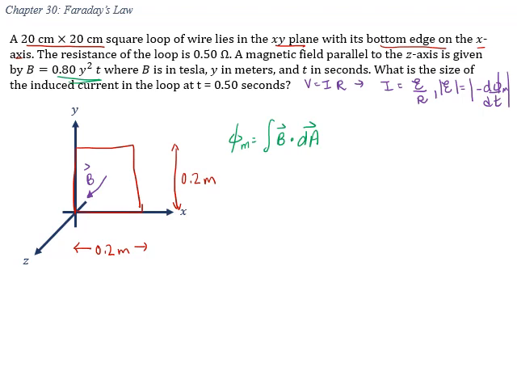So dA is an area element of our loop. We need to pick a suitable area element. And what we could pick is a little rectangular strip of our loop. So the area vector of that strip is going to point straight out. So there's a little bit. dA points straight out. And the magnitude of dA is length times width. The length is 0.2 meters, so length times width.